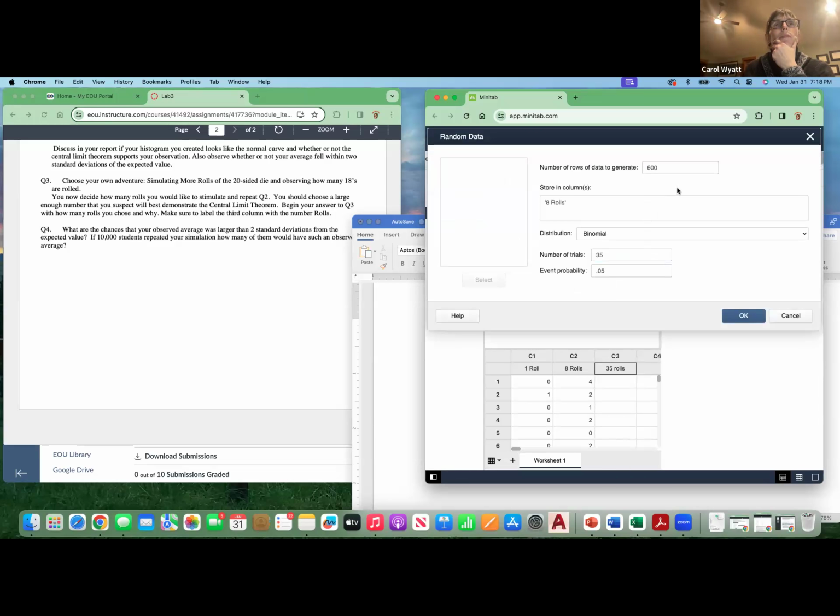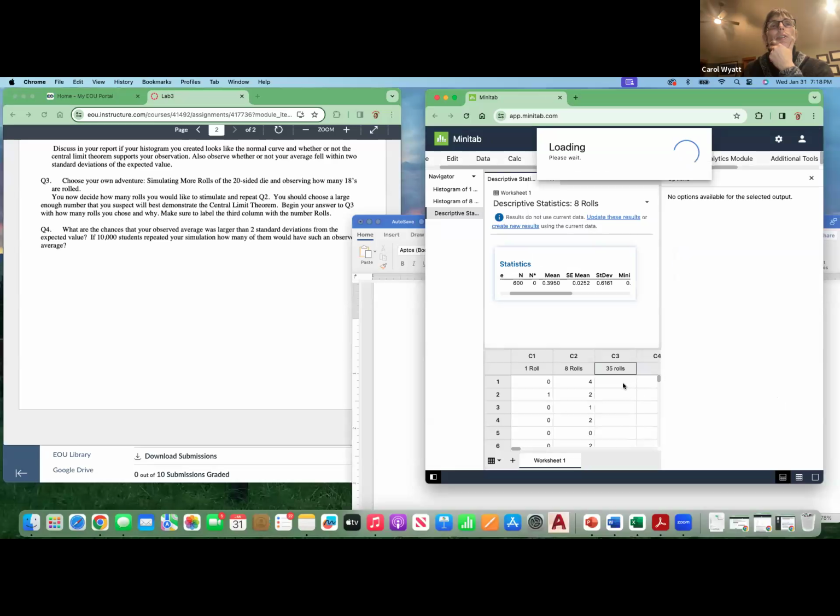Like nothing showed up. I left it at 8 rows. We'll go to 35 rows. All right, so here it goes. Theoretically, I could get 0 18s in 35 rolls. We expect 1 out of 20, right? So 0 is going to be a lot less popular number this time, but it's still going to happen.